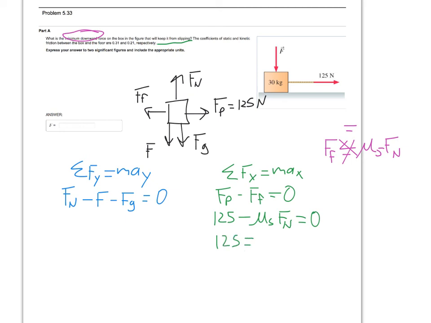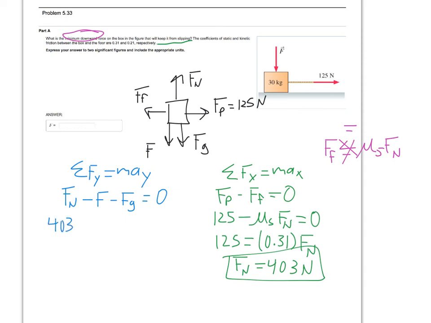So 125 is equal to my static coefficient of friction, 0.1, times my normal force. That means that my normal force is going to be equal to 403 newtons. And now I can actually go backwards and use that in my y equation. It's kind of the opposite of what we typically do, but that's okay. So I'm going to say 403, which is my normal force, minus F, minus Fg, which in this case is going to be mg, has to be equal to 0. So 403 minus F minus 30 times 9.8 is going to be equal to 0.